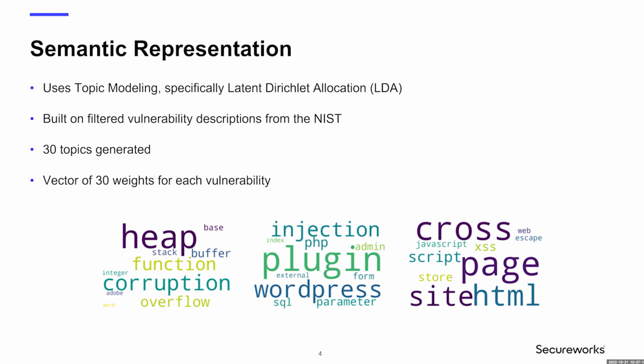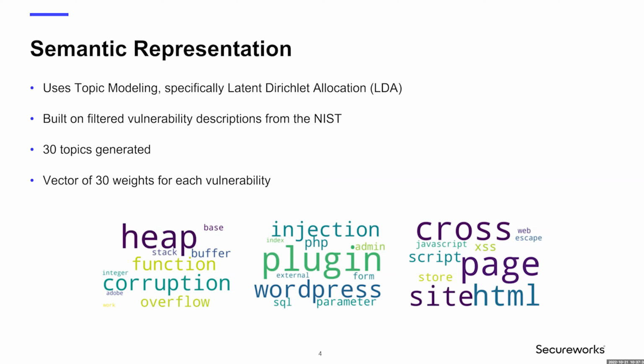For example, I have 3 topics on the slide that are from our built model. Looking at them, we can see that the first one is heap and buffer overflow vulnerabilities. The second one is more parameter SQL injections on plugins. And the last one is cross-site scripting.